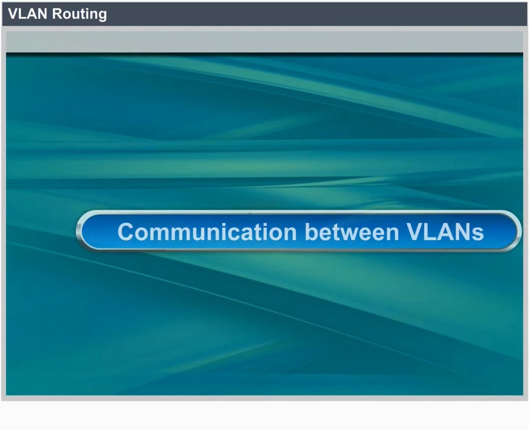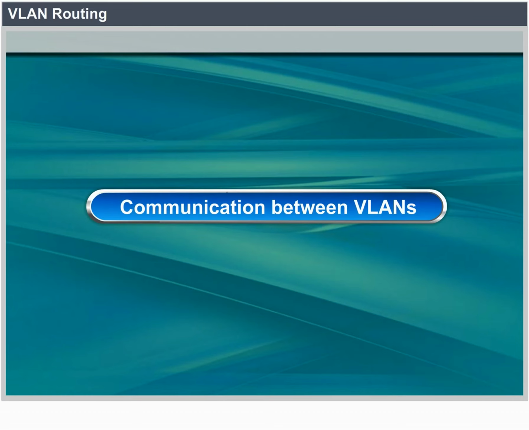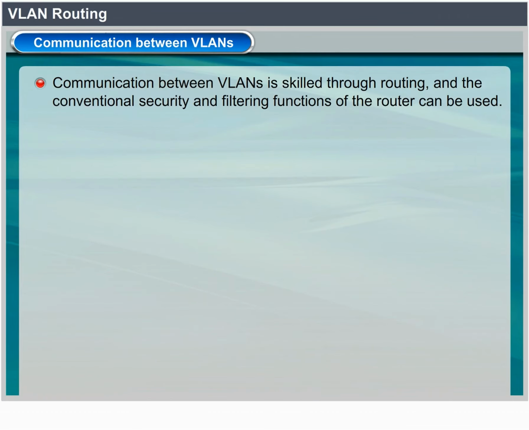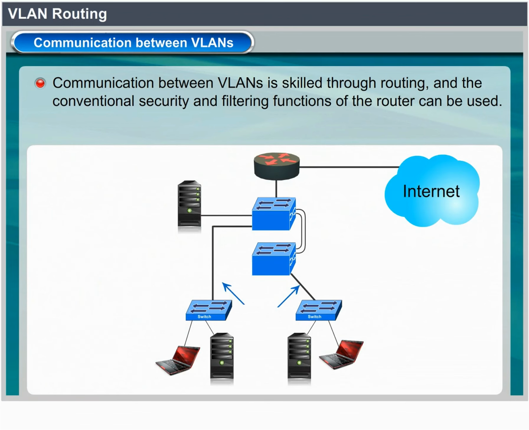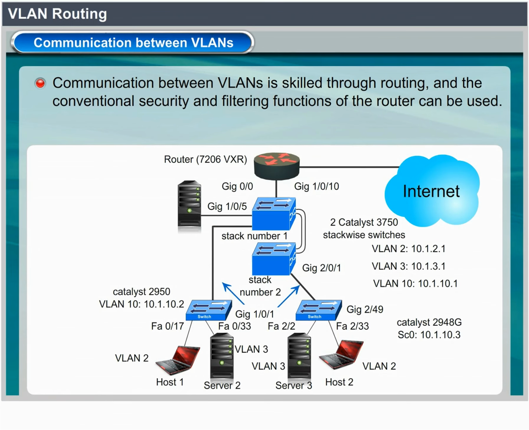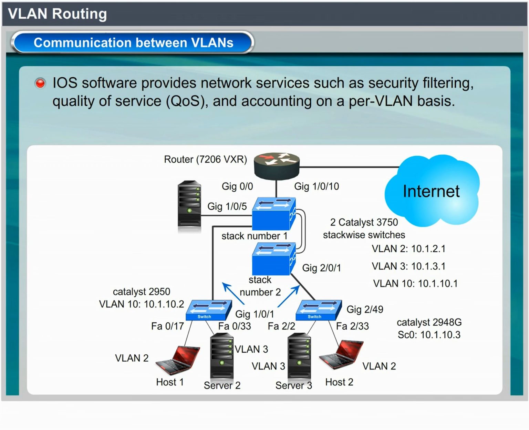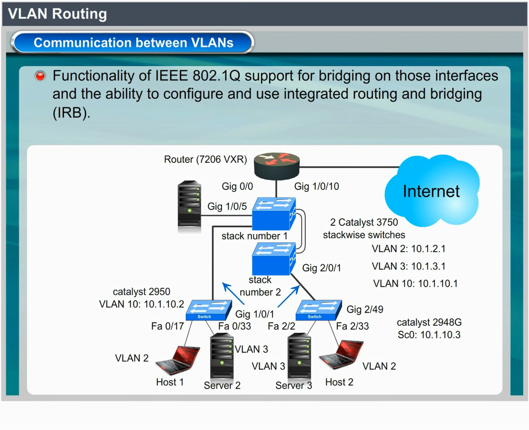Communication between VLANs is accomplished through routing, and the traditional security and filtering functions of the router can be used. IOS software provides network services such as security filtering, quality of service, that is QoS, and accounting on a per VLAN basis. Functionality of IEEE 802.1q support for bridging on those interfaces and the capability to configure and use integrated routing and bridging, that is IRB.